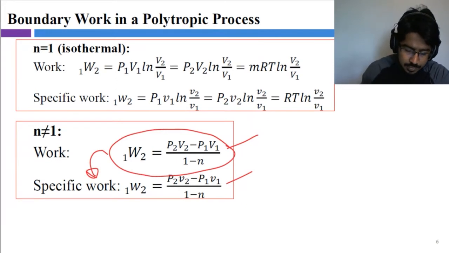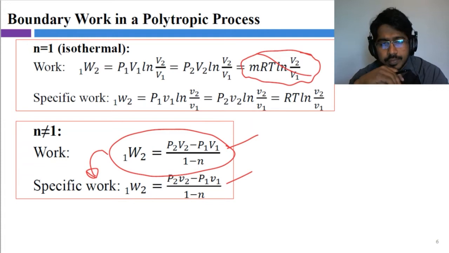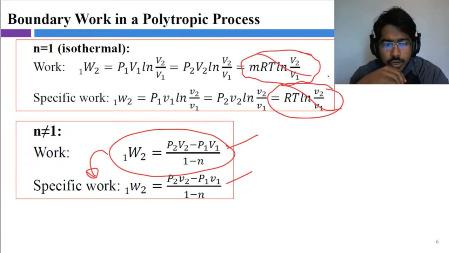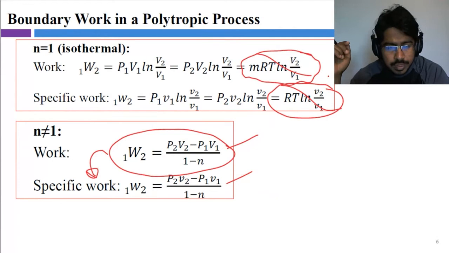So if the substance of interest is not an ideal gas, you cannot use this portion of this expression, right? This portion of this expression cannot be used, but the other parts can be used, right? So are we all clear?